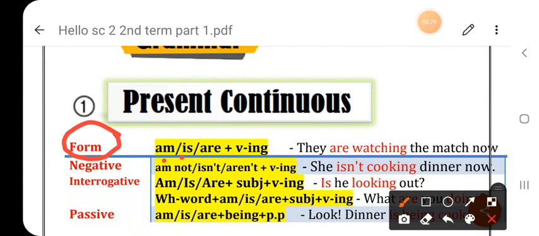Yes, your verb as the present continuous is what? Am, is, or are, plus verb ing. Again, as a form: am, is, are, plus ing. Yes, of course, we have taken this before, right?